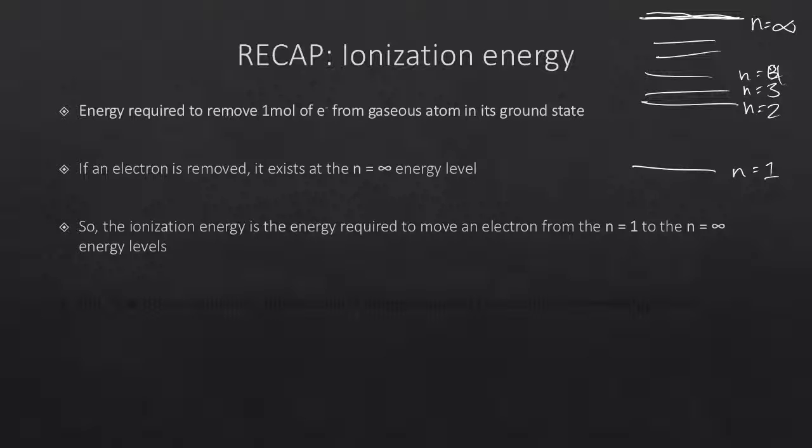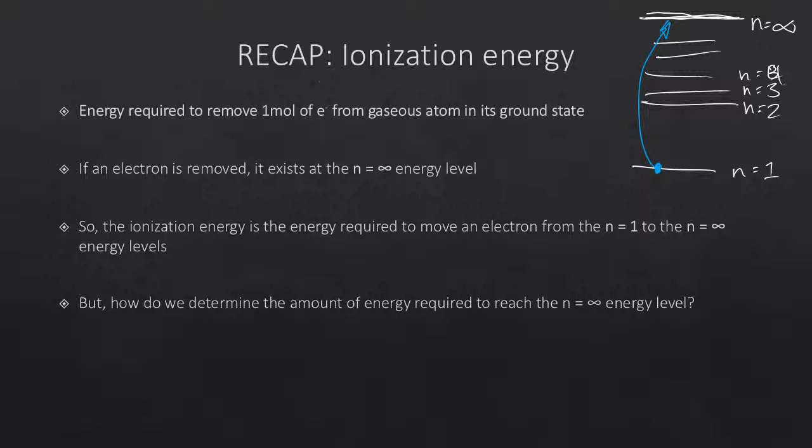So the ionisation energy is the energy it takes for me to take an electron that's on that n equals 1 level and move it to that n equals infinity level. Now, this is all well and good, but we actually have to figure out how we work this out.